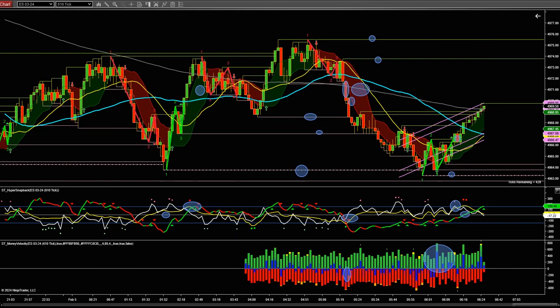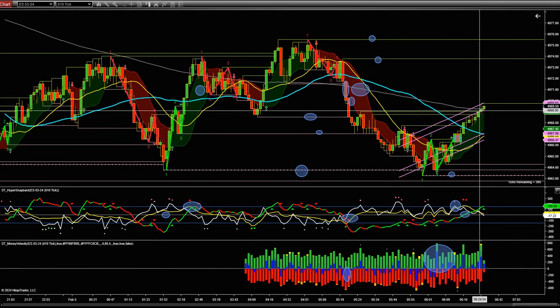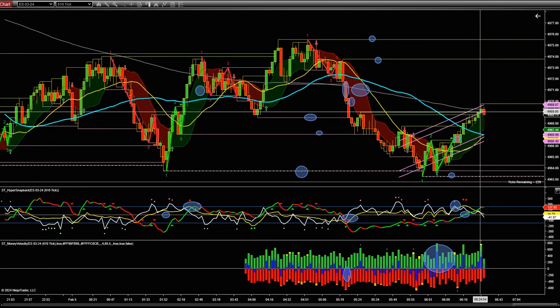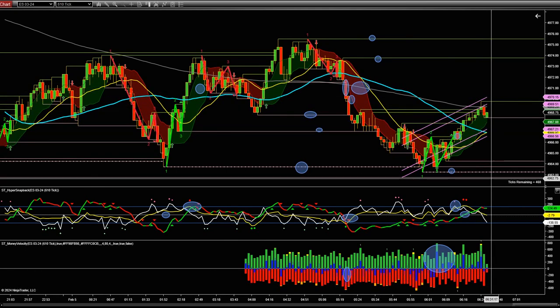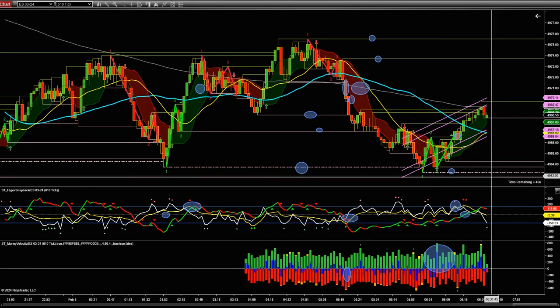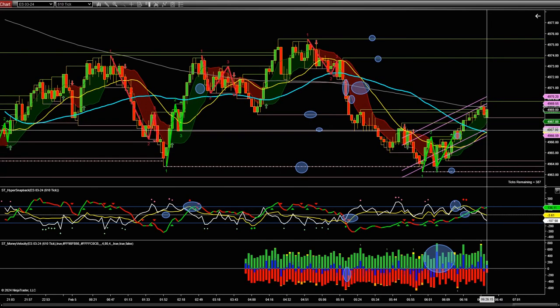All right, so I'm gonna add a couple more, and I'm gonna go to 4. I like this move here. I may get into this here. It's pulling back down a little bit, perhaps toward the bottom of the LRC.